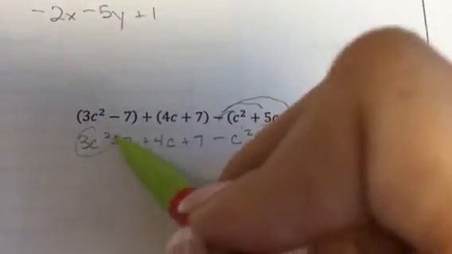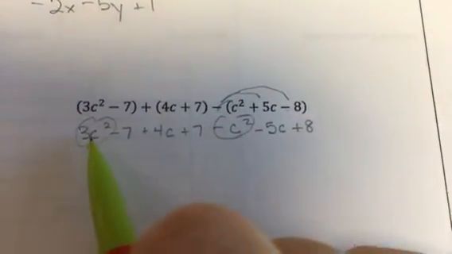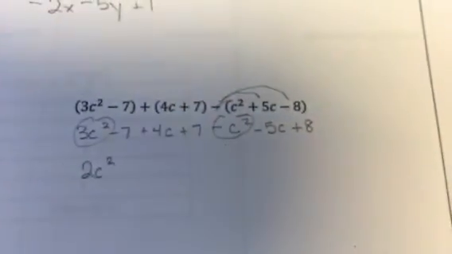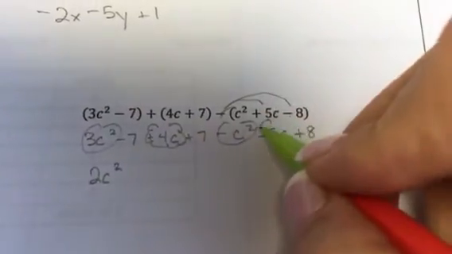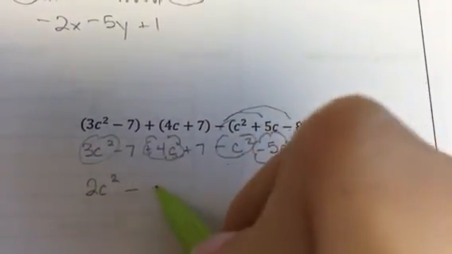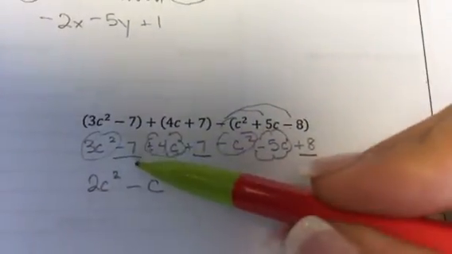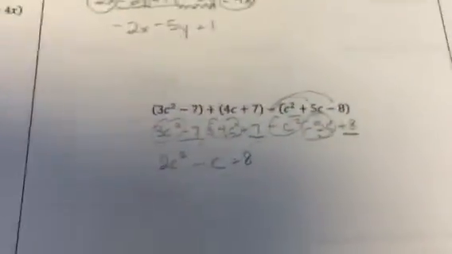Okay, so now let's combine our biggest terms first, because remember, in standard form, those come first. So 3c squared, take away a c squared is 2c squared. We have just the normal c's here. We have 4, take away 5, that's going to be take away a c. Okay, and then maybe we have just our constants here. Negative 7 plus 7, that creates a 0. So then we just have plus 8 out here.